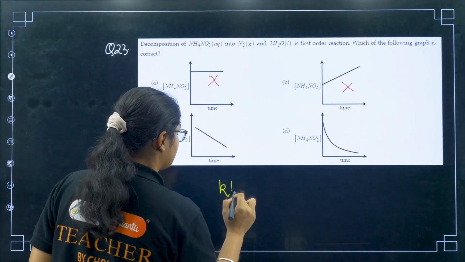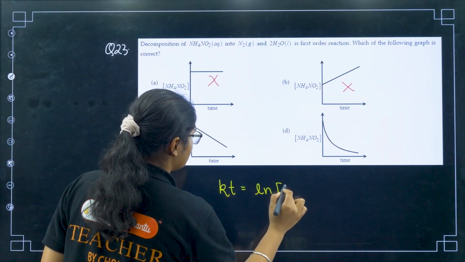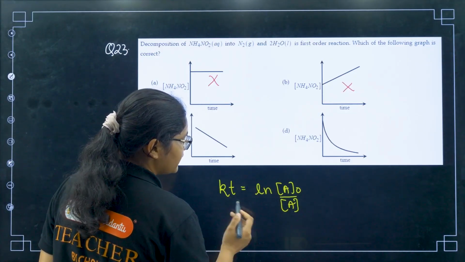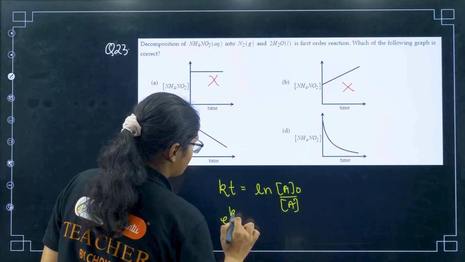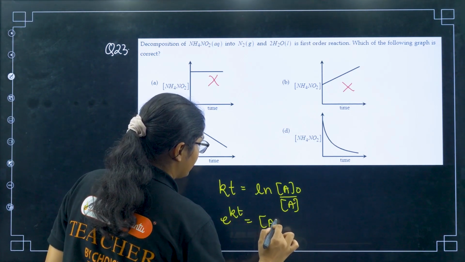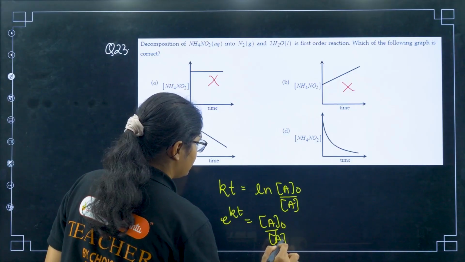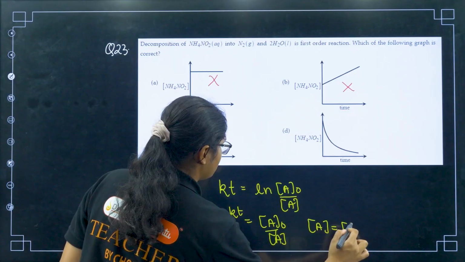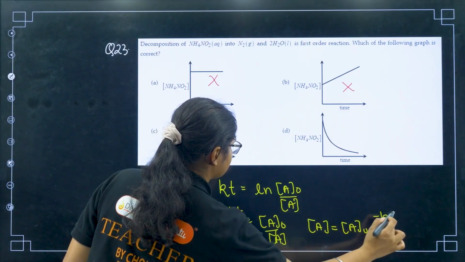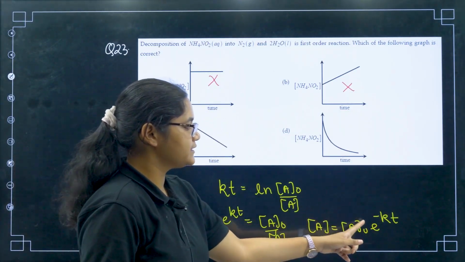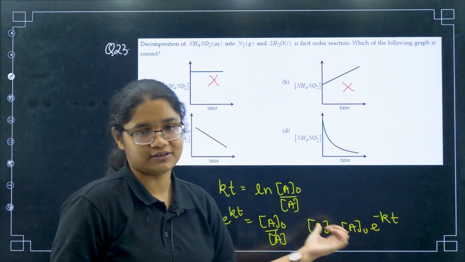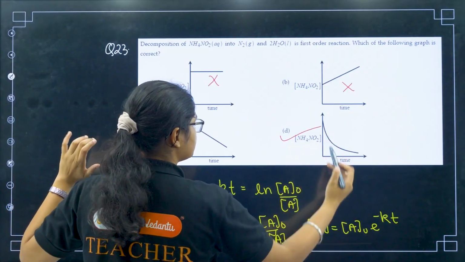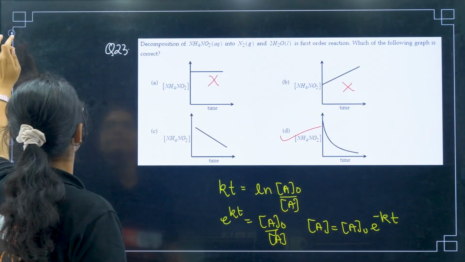We have Kt equal to ln of A naught by A, right? Now if I just remove the ln, then I will get e to the power of Kt is equal to A naught by A. And I can write A equal to A naught into e to the power of minus Kt. So what is happening here? You can see there is a decrease in the concentration, but an exponential decrease. So this is a linear decrease, this is an exponential decrease. So that is why option number D is the correct answer here.